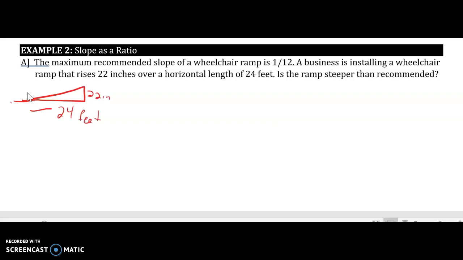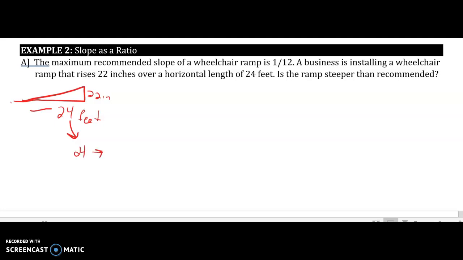Does that meet code? Well, you can't just do 22 divided by 24. That's rise over run, but they're not the same units. So what's 24 feet in terms of inches, or what is 22 inches in terms of feet? Those are your choices. You have to convert one to the other. Which way should we go? Think about that first. Either way, it doesn't matter. You make the decision, but I'm going to take 24 feet and turn that into inches.